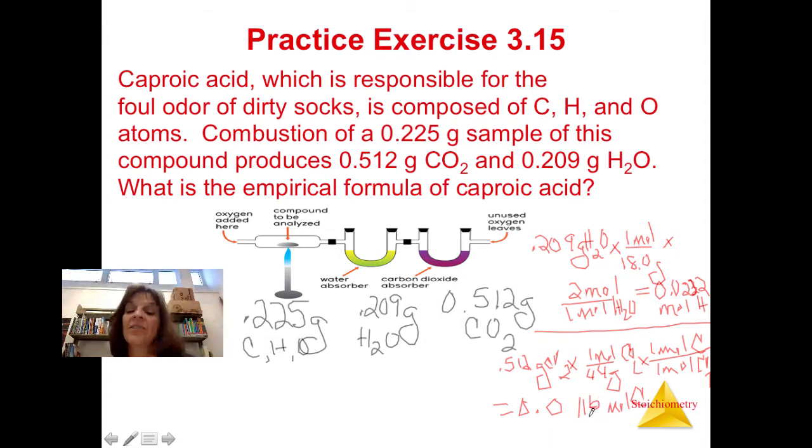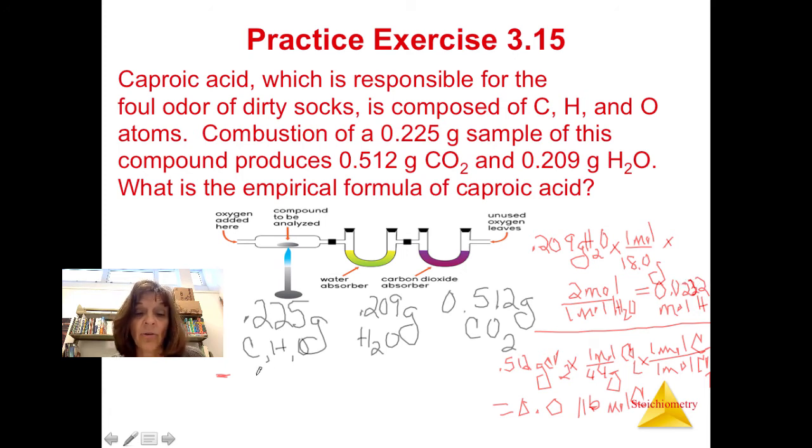All right, so now we know our moles of hydrogen, our moles of carbon. We still need the moles of oxygen. And because we added oxygen, we cannot just calculate it the way we did the hydrogen and carbon. But we do know the original mass. So if we can subtract out the mass of the carbon and the mass of the hydrogen, we'll have the mass of the oxygen.